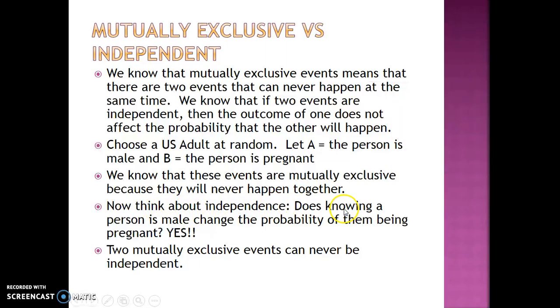Now let's think about independence. Does knowing that a person is male change the probability of them being pregnant? Well, of course it does. If I know someone's male, I know what the probability would be. So it would change the probability that the person would be pregnant. So that's important right here. 2 mutually exclusive events can never be independent. Okay? Because if you know they're mutually exclusive, then you know one outcome is going to affect the other one. All right?